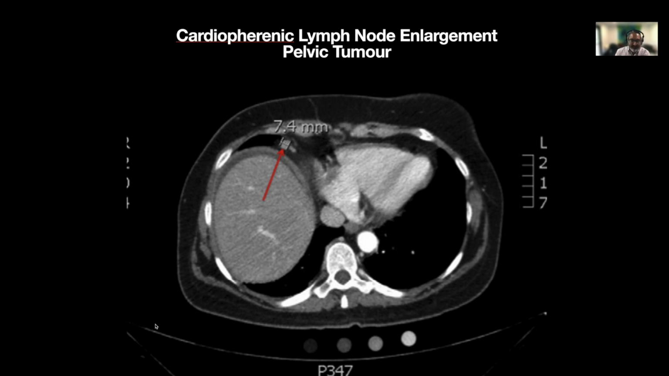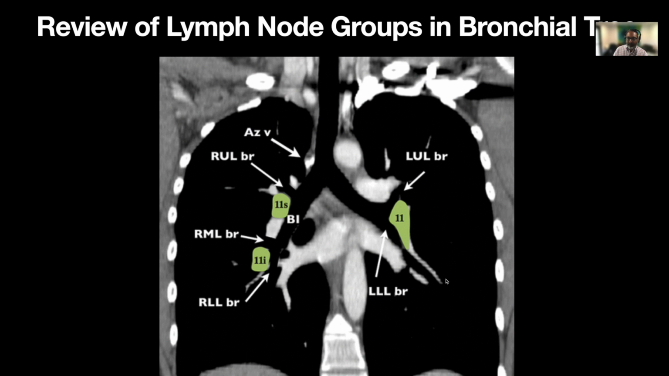Cardiophrenic lymph nodes. Yeah, that's all right. So we've got to the cardiophrenic. So these are lymph nodes around the pericardium and around the diaphragm, cardiophrenic lymph nodes, and late stage pelvic tumors can enlarge them, because lung tumors are not going to go down there. Does that sort of make sense? Tumors from here are going to come into these lymph nodes, and then they're going to go into the paratracheal lymph nodes and go up.